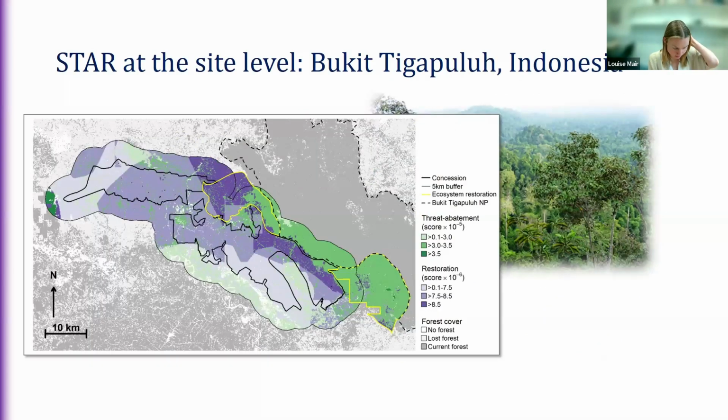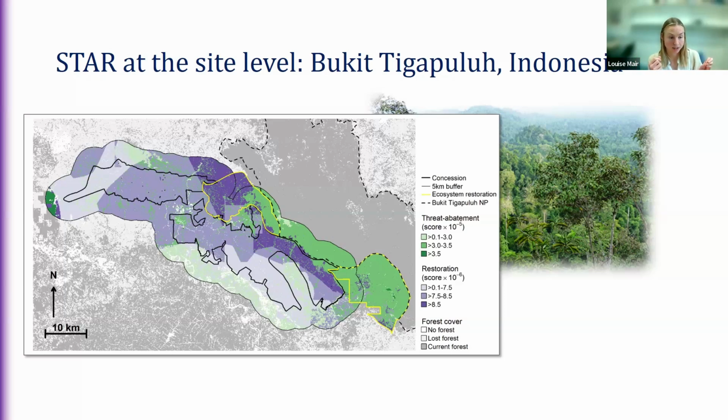So the global figures are quite nice to get that kind of high-level overview, but really we're imagining that STAR is going to be most useful at a site or a landscape level. So we have calculated STAR at a much finer resolution for a landscape in Indonesia, where there's a variety of land uses. And what we've got here on the map is the threat abatement score in green. So this is a naturally forested landscape. So the green indicates where that natural forest remains, and the darker the green, the greater the potential for threat abatement within that natural forest to contribute to species extinction risk reduction.